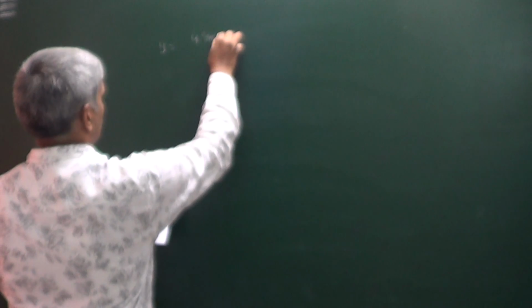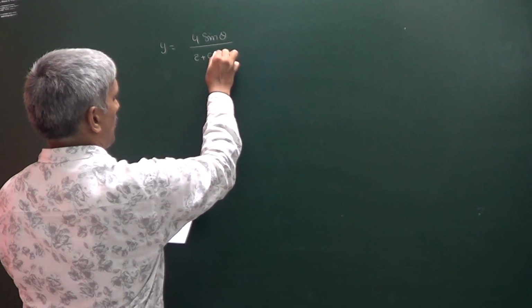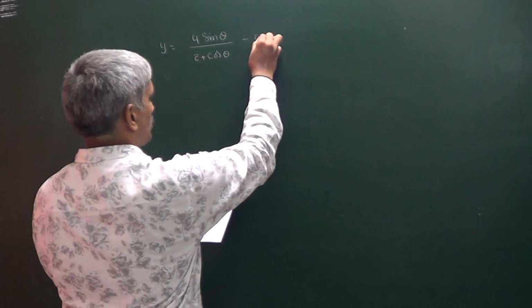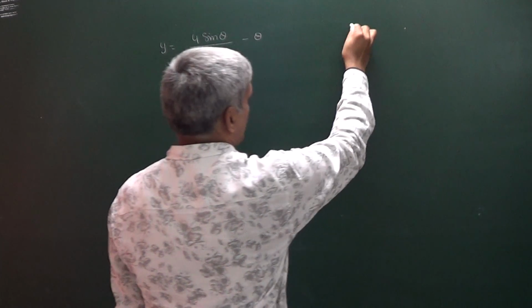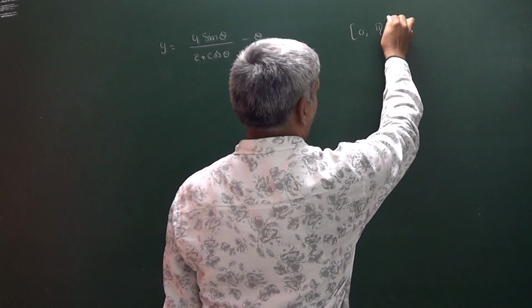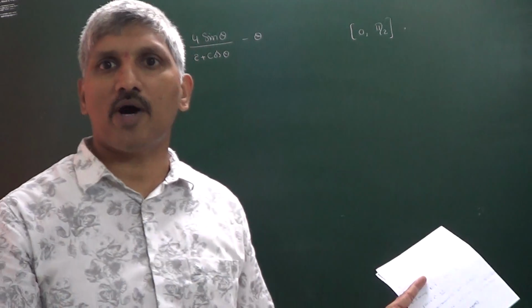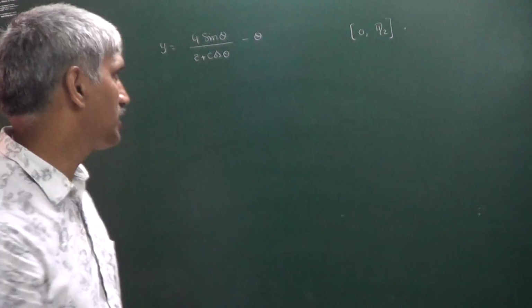So the question is given like this: y is equal to 4 sin theta divided by 2 plus cos theta, minus theta. That is, y is an increasing function. We have to show this in the interval 0 to pi by 2. If theta belongs to the closed interval 0 comma pi by 2, that function is an increasing function.